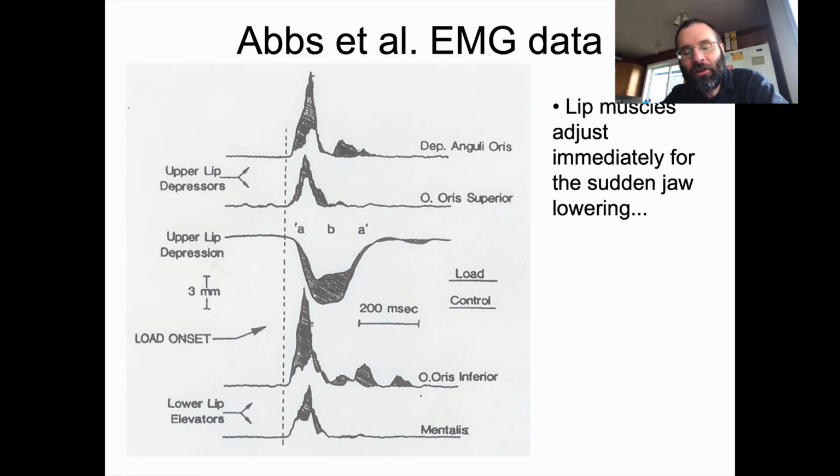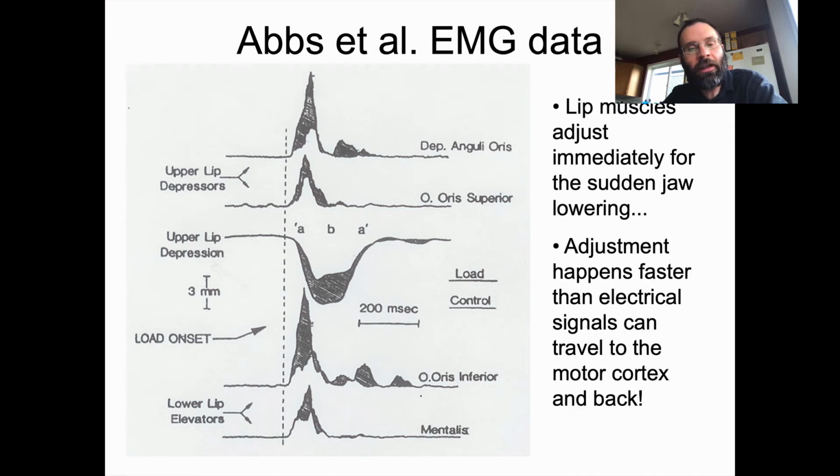So what's also interesting about this is the lip muscles adjust immediately for the sudden jaw lowering, and that adjustment happens faster than the electrical signals can travel from your lips to the motor cortex in your brain and back. So this dashed line I didn't tell you about is called the load onset. That's when they're starting to push your jaw, and the reaction from the lips, this being 200 milliseconds, happens within just a few milliseconds.